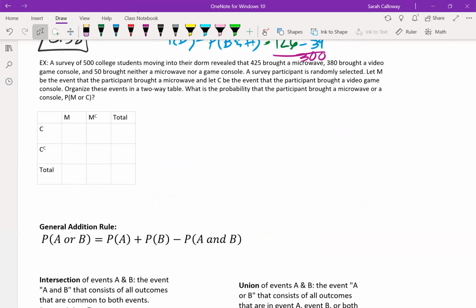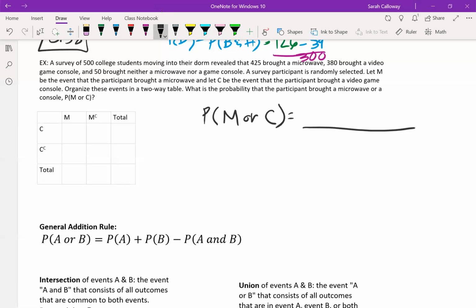A survey of 500 college students moving into their dorm revealed that 425 brought a microwave, 380 brought a video game console, and 50 brought neither a microwave nor a video game console. A survey participant is randomly selected. Let N be the event that the participant brought a new microwave, and let C be the event that they brought a video game console. Organize these events into a two-way table, and then find the probability that a participant brought a microwave or a console. So our goal is to find that. So we need to know the probability that they brought a microwave, a console, minus the probability that they brought both.